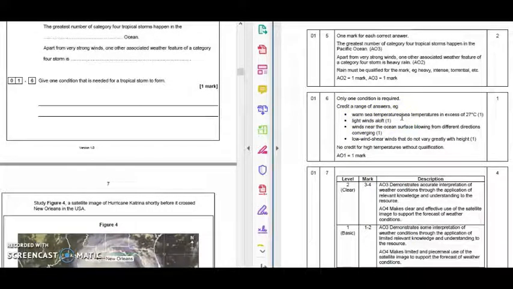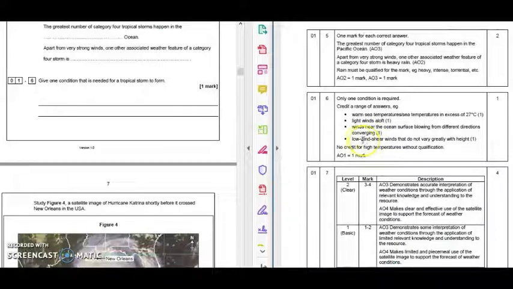I would always be inclined to give that sort of magical number of 27 degrees Celsius plus, just to make sure you've got enough detail for 1 mark. If you don't want to say that one, other things you could say is maybe you need winds near the ocean surface basically coming together, and they've used the word converging, so the winds come together.